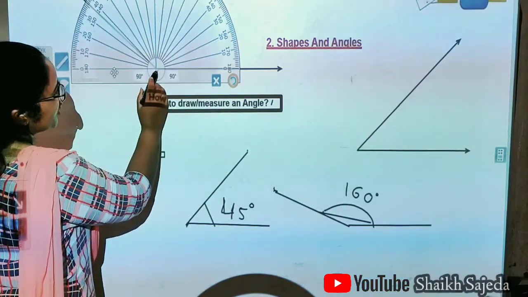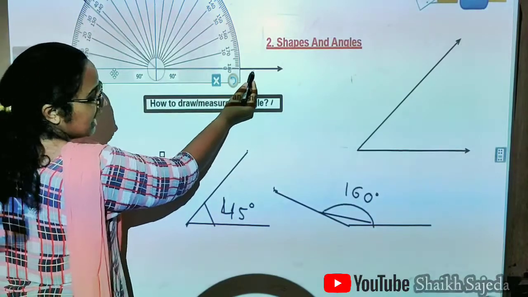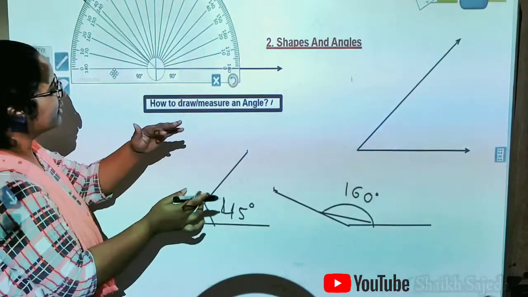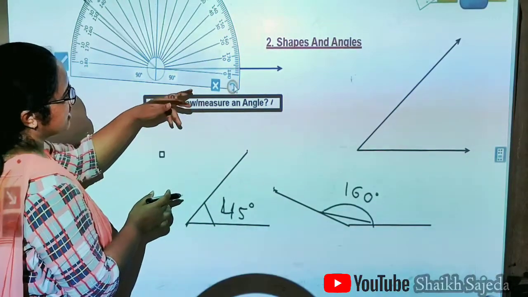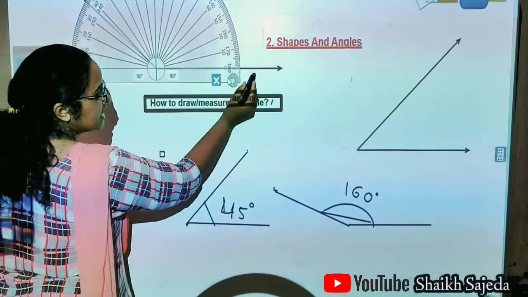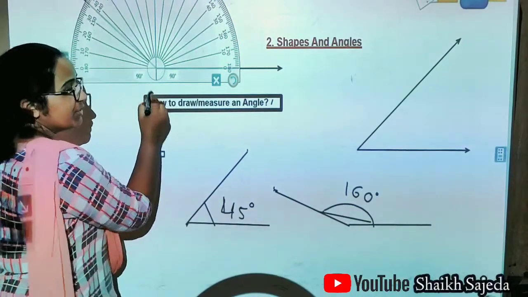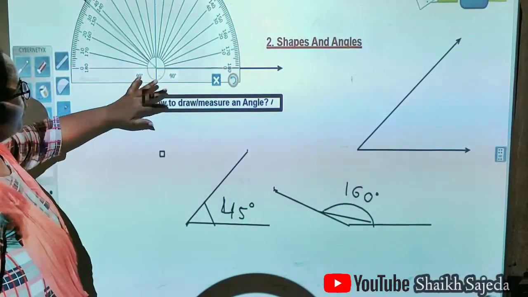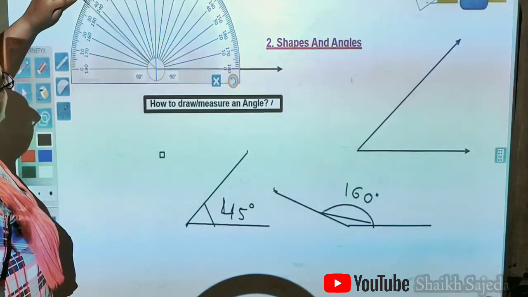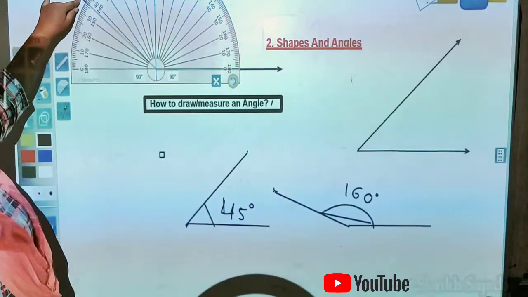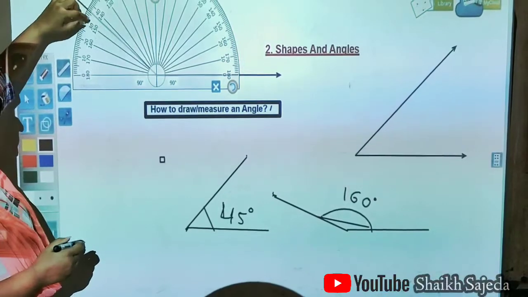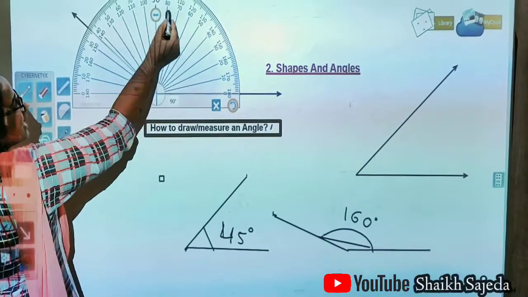Yes, this is exactly on the vertex and this line must be on the arm of the angle. It should not be like up and down. It should not be like this or on the upper side. It must be on this ray and this point must be on the vertex. Now after putting this protractor on the vertex, you just have to find out where this ray is on the protractor. Here you can see that. Once again let me remind you that we have to use these inner side numbers.